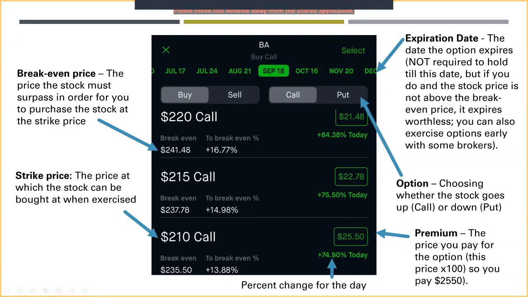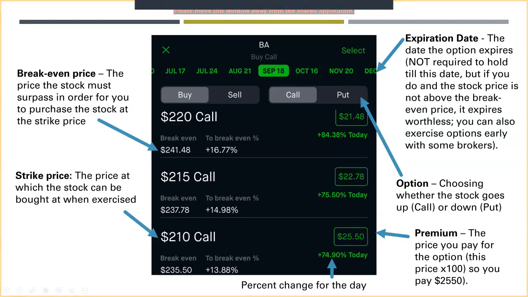But what this is saying, let's say Boeing is currently trading at, right now it's at 205. It must pass 241 in order for you to be able to buy it at 220. Now keep in mind that it's pretty much unrealistic that you're going to exercise this option because you're paying 220 times 100. So you're paying close to $22,000. But then you'd flip it back for $24,000 for a profit of $2,000. It depends if it's at the break-even or past it.